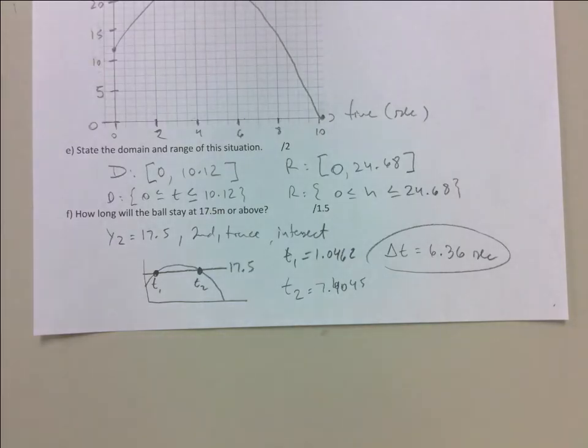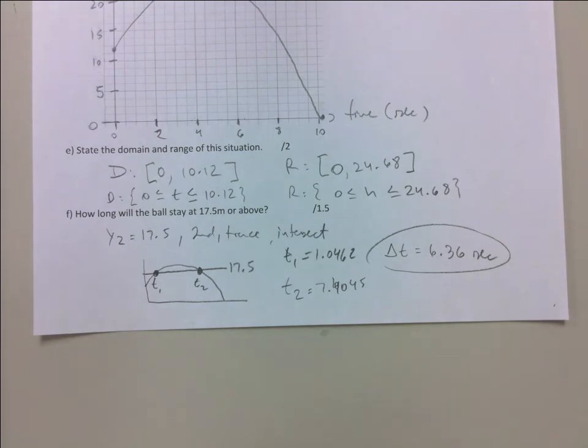Can I just talk about different ways to refer to these kind of steps that you need to take? It could have said, how long did it stay at a height of at least 17.5 meters? It's the same idea, okay? At least 17.5, you're like, okay, I need to figure out 17.5 or more. That's what I need to figure out, so keep that in mind.